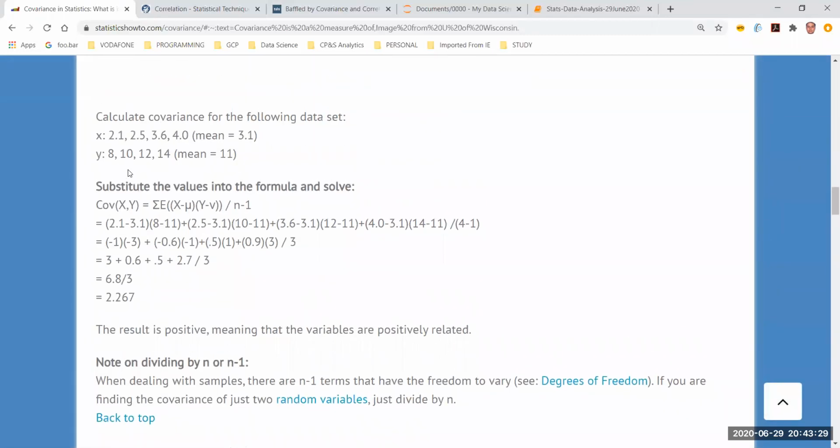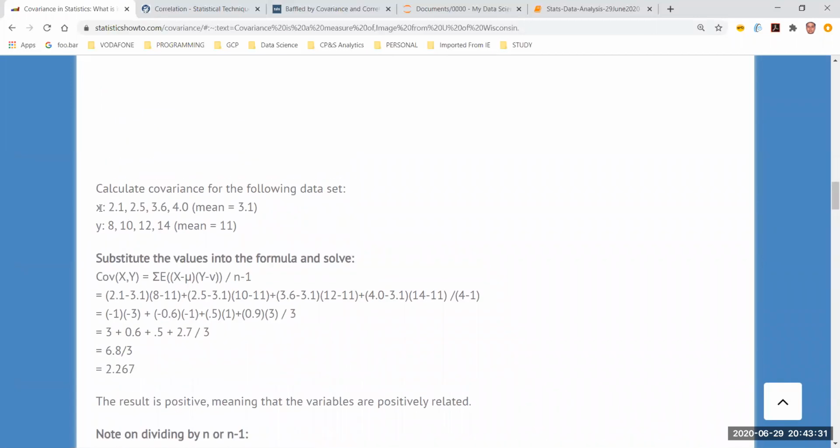And we have looked into the formula. I'll just quickly go through the formula once more. Let's say we have two random variables x and y, which can take four values. With a mean of 3.1, these are the four values of x. With a mean of 11, these are the four values of y. Essentially, we are calculating the covariance with a division of n minus 1, where n is the number of samples, the number of values which we have.